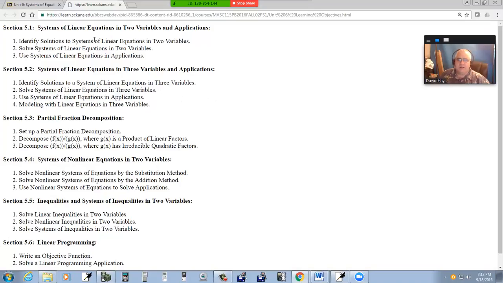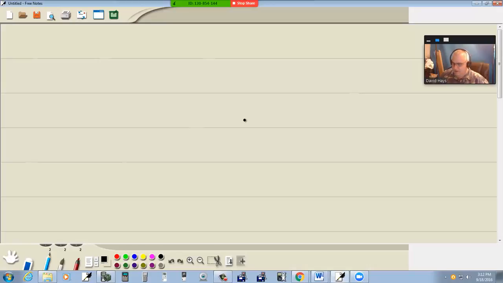And that was systems of linear equations in 2 variables. Well, let's take a look at section 5.2, systems of linear equations in 3 variables. And I have an example here I'm going to show. The example goes hand in hand with the steps. You really can't have one without the other.